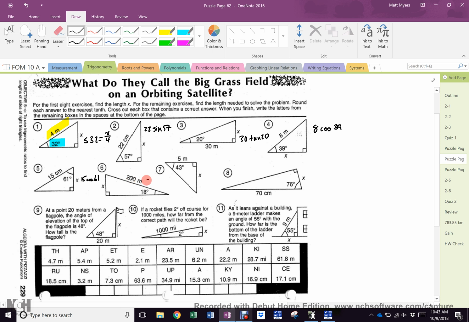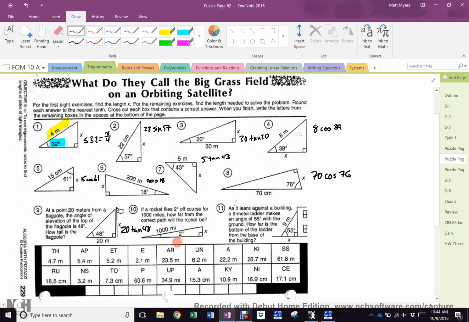6. 200 sine 18. I'm running out of room. 7. 5 tan 43. 8. 70 sine 76. 70 cos 76. That's better. Number 9. Opposite over adjacent. 20 tan 48.